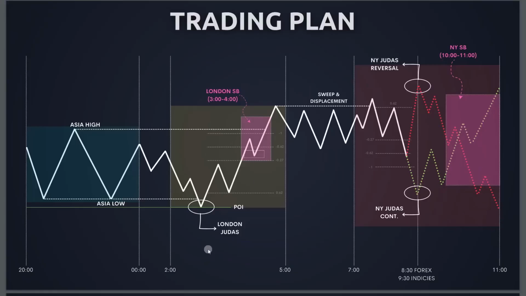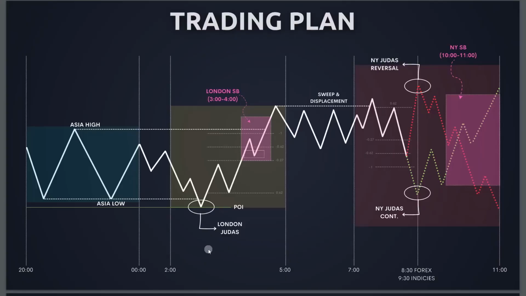Now, there are multiple scenarios that we anticipate for the Judas swing. First of all, it's usually 8:30 for forex and 9:30 for indices. However, when there is a red news release at 8:30, there is usually no 9:30 Judas swing. Why? Because it already happened at 8:30 because of the news, but mostly you won't be able to trade it because we do not trade in the news release, especially the red folders.